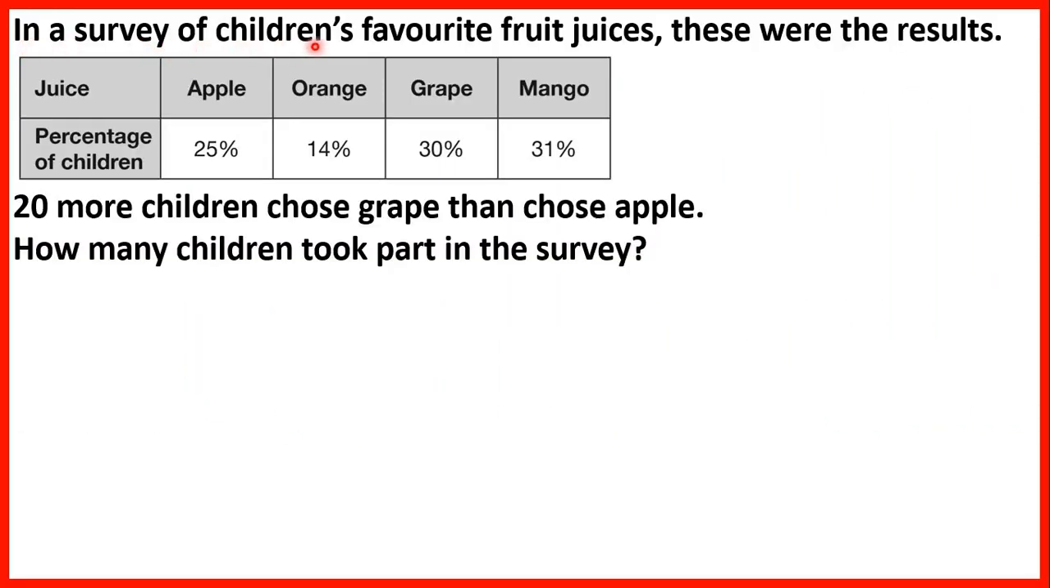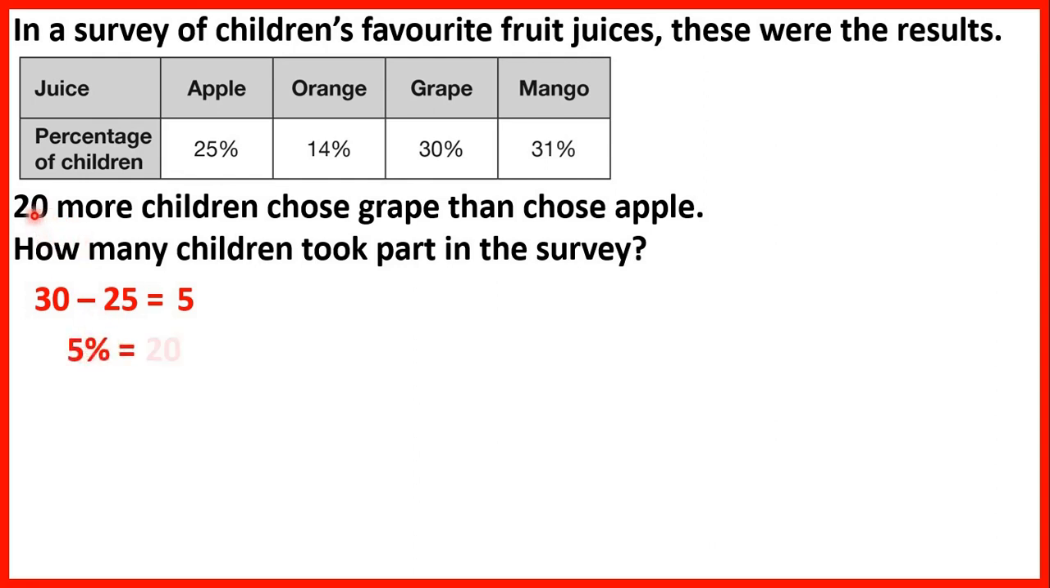In a survey of children's favourite fruit juices, these were the results. 20 more children chose grape than chose apple. How many children took part in the survey? So we know that 30% chose grape and 25% chose apple. So that's 5% more choosing grape than choosing apple. And that 5% is representing 20 children.